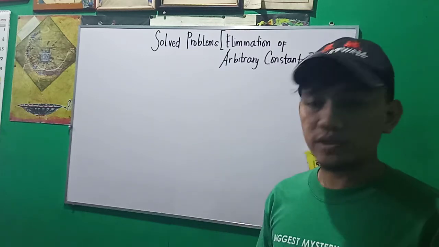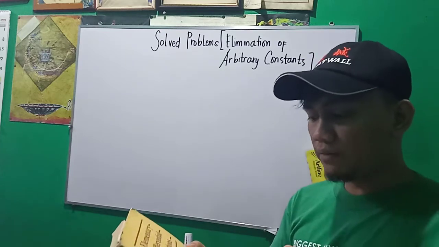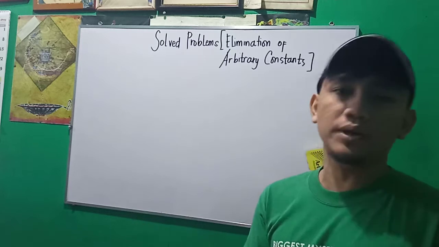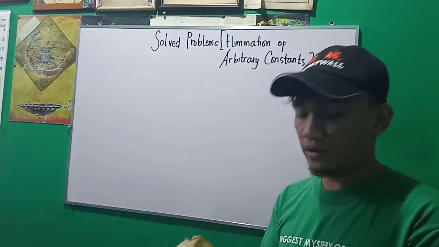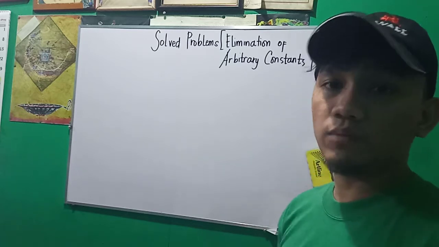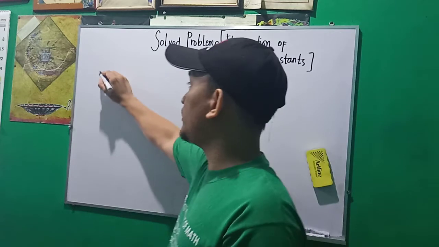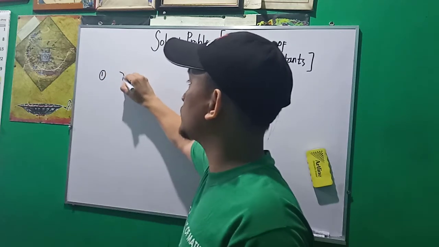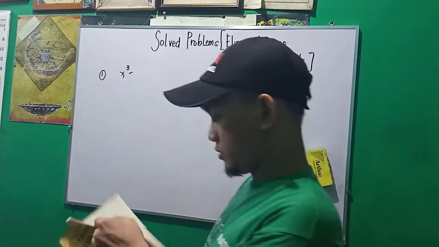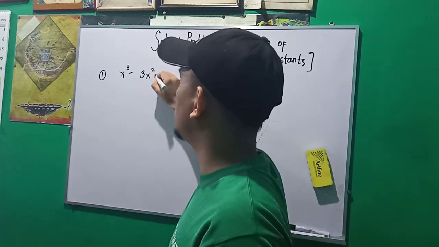For good reference, pwede nyo gamitin yung Elementary Differential Equations by Earl Rainville and Philip Bedient. So yun yung pinakamagandang reference for practice, lalo na dun sa mga nagtitake ng differential equations na subject. Okay? Number 1, eliminate the arbitrary constant: x cubed minus 3x squared y equals c.